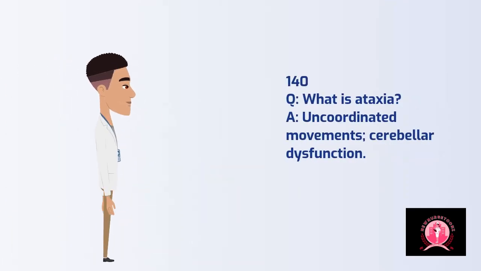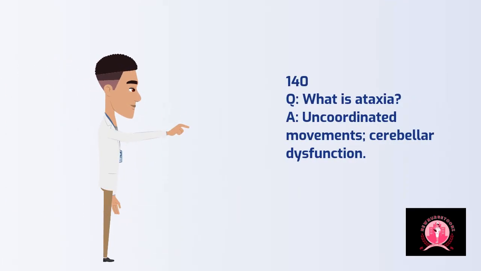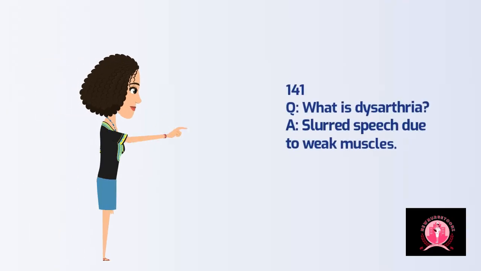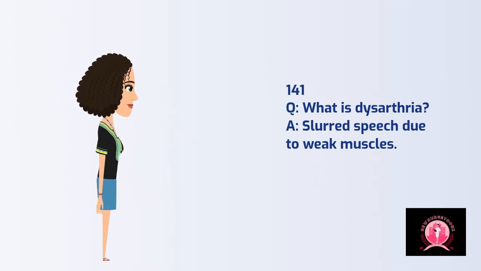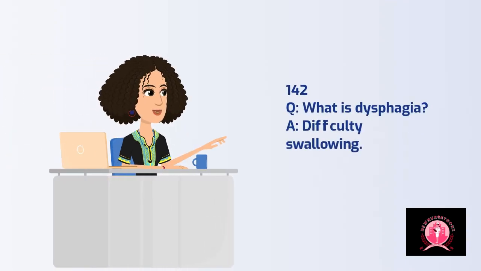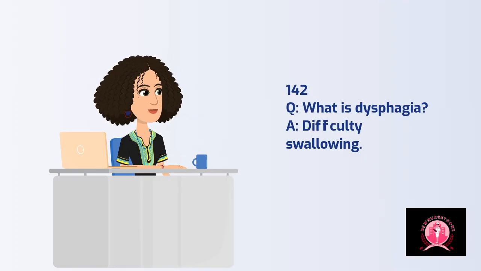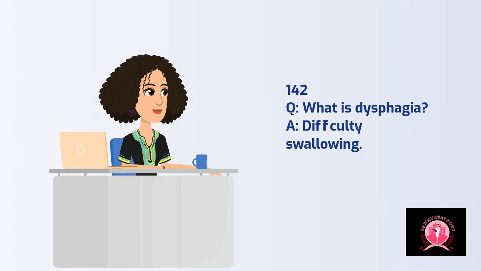140Q. What is ataxia? A. Uncoordinated movements, cerebellar dysfunction. 141Q. What is dysarthria? A. Slurred speech due to weak muscles. 142Q. What is dysphagia? A. Difficulty swallowing.